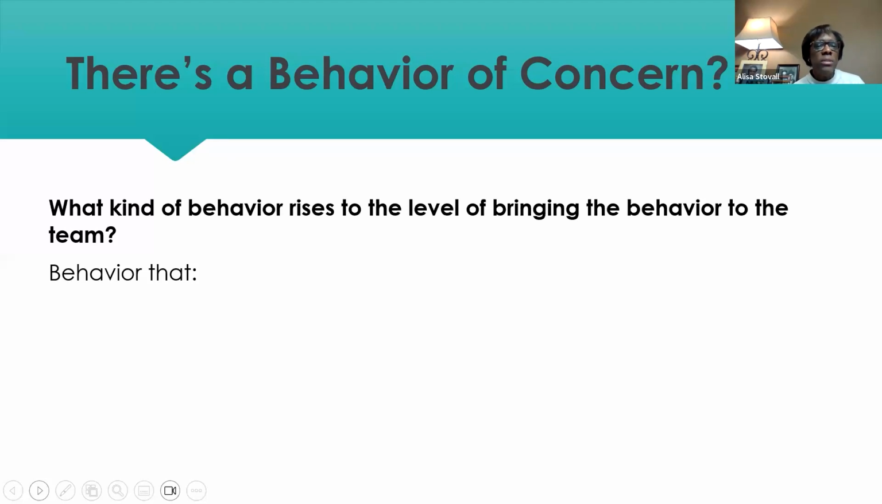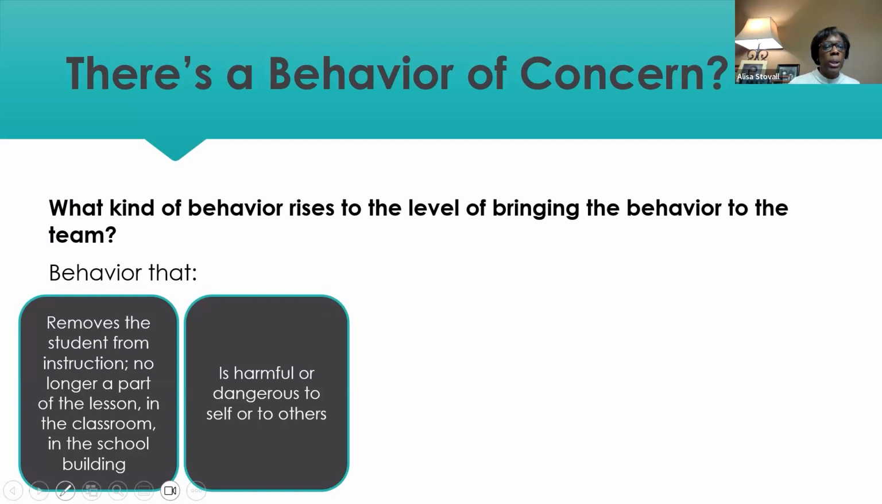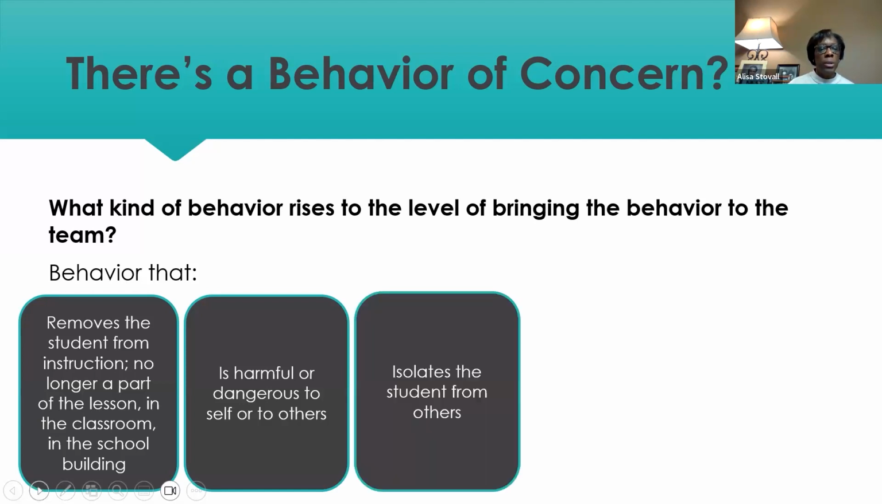So let's start into that process a little bit now. It all begins with a behavior of concern. There are lots of different settings, school types, buildings, and staffing groups. When we look at behavior, we want to be more consistent than not. So what kind of behaviors rise to the level of perhaps bringing them to your team? We would submit that anything that's removing the student from instruction so that they're no longer a part of the lesson, a part of the classroom, or sometimes even the building. We need to dig a little deeper and find out why this behavior is occurring. We want to think about behavior that's harmful or dangerous to self or others, and that's pretty obvious.